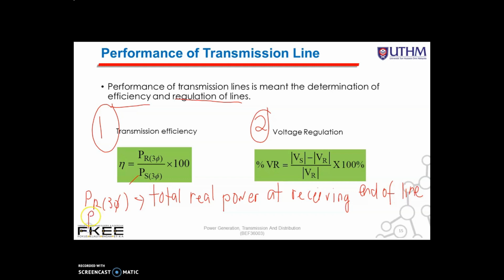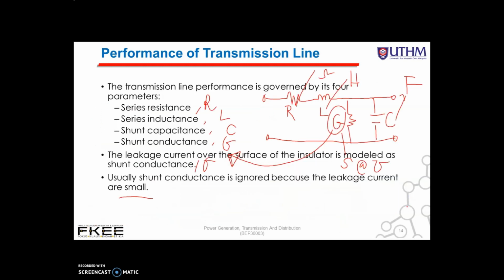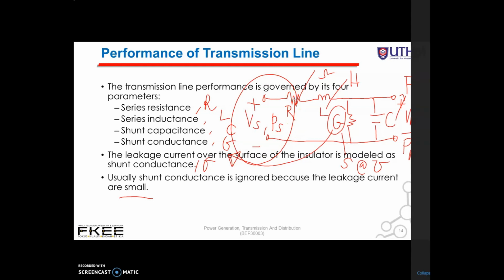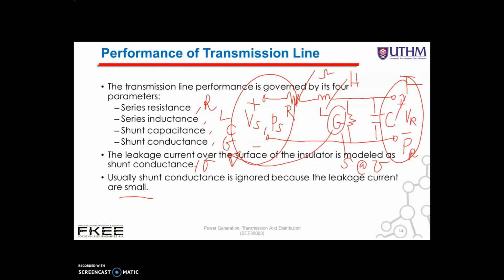And then we have PS three-phase, which is the total real power at sending end of line. Normally here we have VS, PS, which is voltage sending, power sending. And at the other end we have VR, voltage receiving, and PR, power receiving. This part is the sending part, and this one is the receiving part.